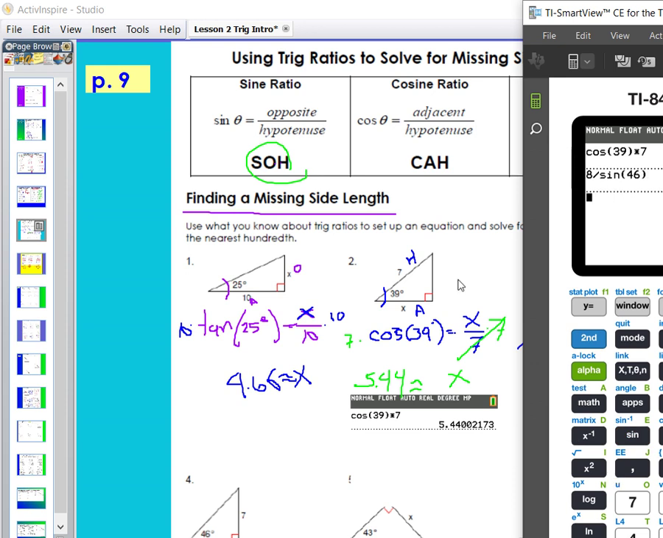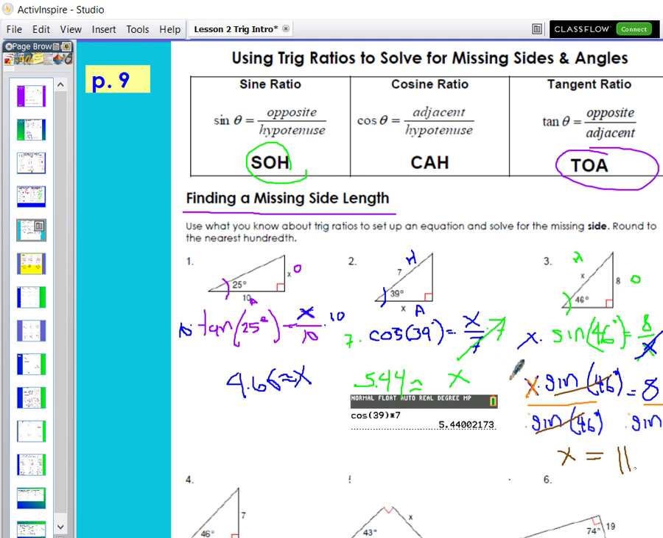And I get 11.12. So I would say x is about 11.12. We are rounding here, so it's approximate. All right. So we did those three together. I want you to take a few minutes, try 4, 5, and 6, and then I'll show you some answers. All right. I would like you to hit pause and try those. Thanks.